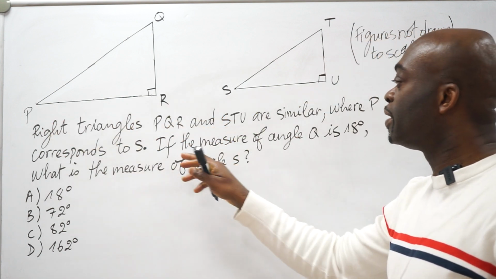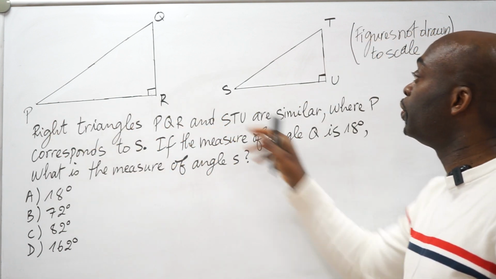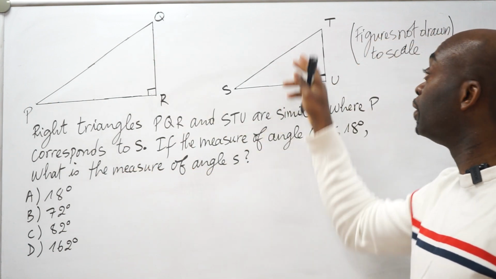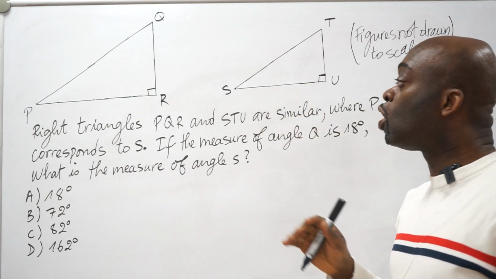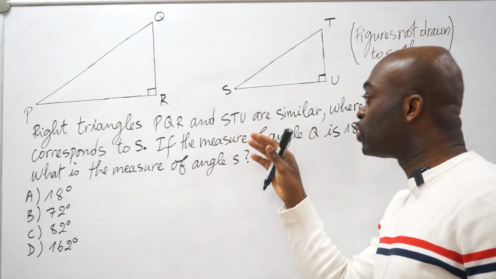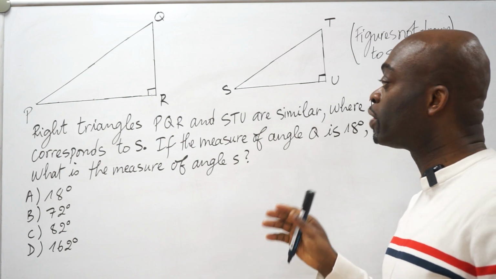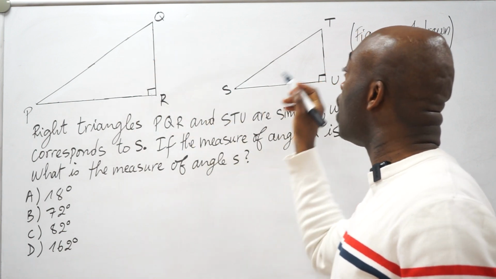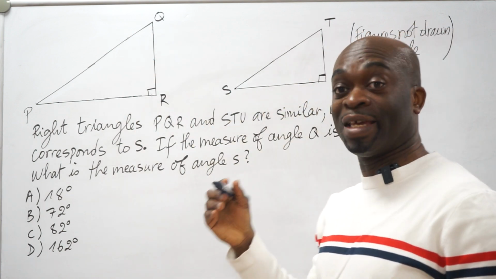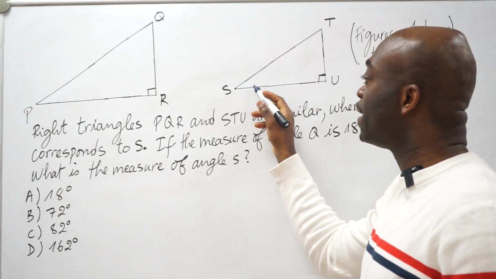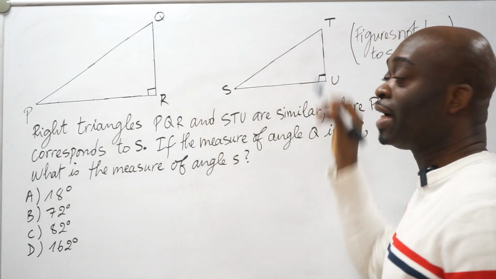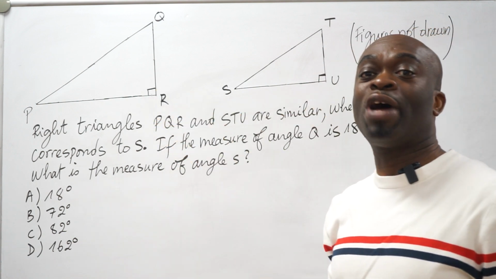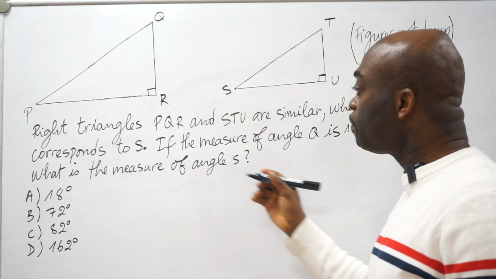P corresponds to S. If the measure of angle Q here is 18 degrees, what is the measure of angle S? All right, so if we're talking about the fact that these two triangles are similar, and they are right triangles, what's happening is that all the angles are congruent, meaning they are the same. So angle P is the same as angle S, and angle Q is the same as angle T. And as we can see here, angle U and angle R are right angles, correct? So what are we going to do here?